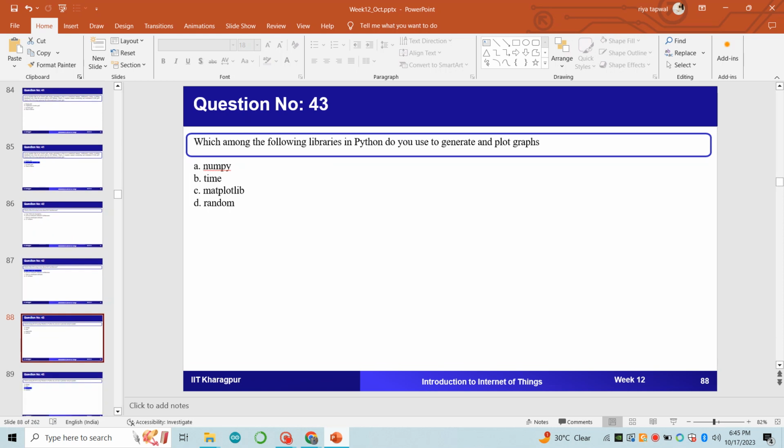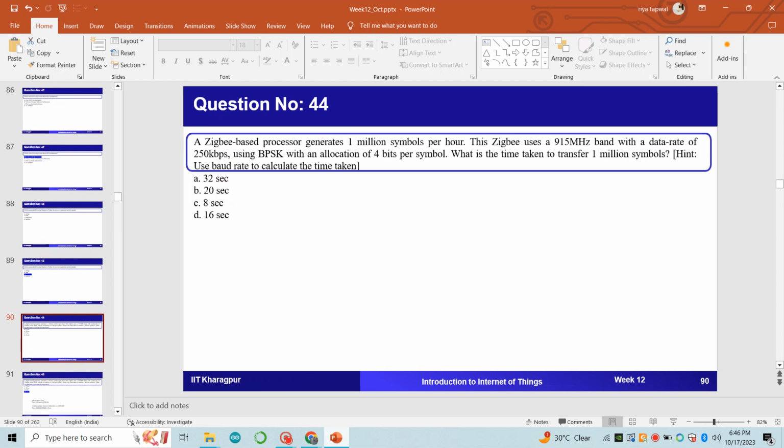Next question is, which among the following libraries in Python do you use to generate plot graphs? Matplotlib, NumPy, Time. It's option C, Matplotlib. Yes, ma'am, option C. Okay. Yes, it's option C.